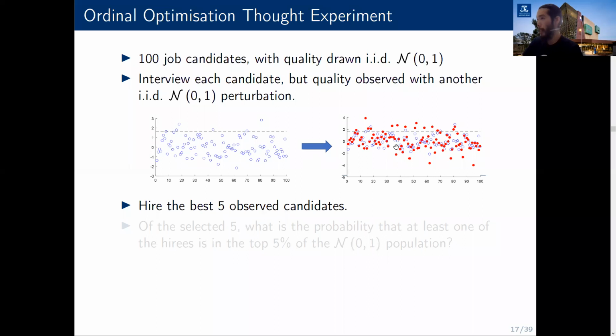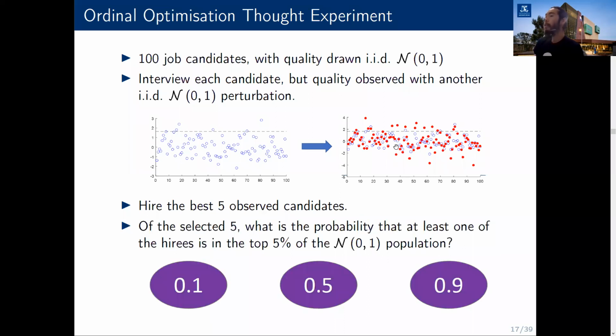And so the question here is, of the selected 5 candidates, what is the probability that at least one of them is in the top 5% of the population? In other words, they're an actual good candidate. The first time I saw this, the answer was quite unintuitive to me. The answer is actually quite close to 90%.